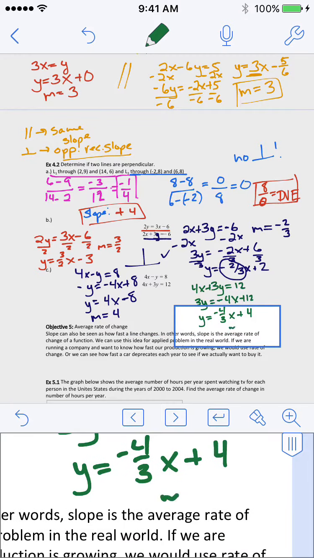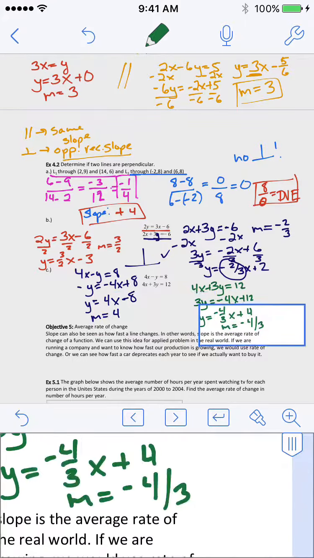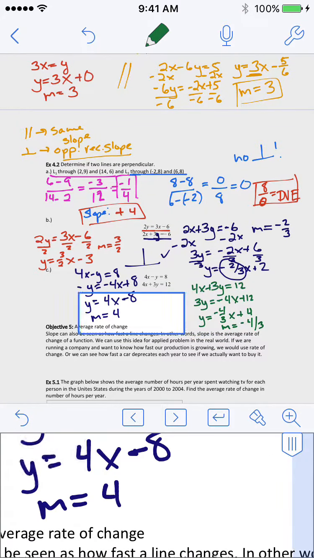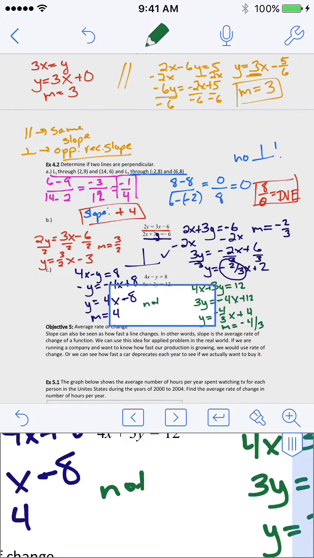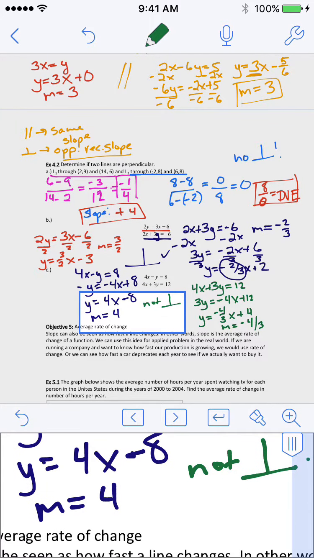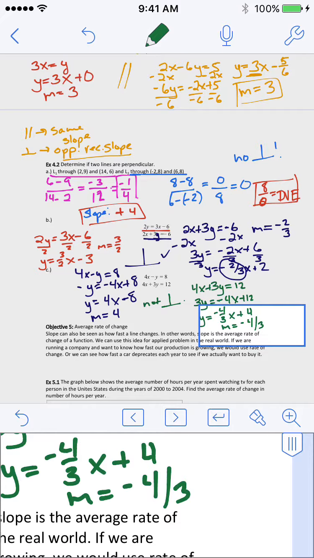And therefore my slope is going to be, oops, that's not an m, silly Miss K. M is equal to negative 4/3. Ooh, these are very, very similar. They've got 4s, they've got sign switches, but they are not perpendicular. Because one is a 4 and one is a 4/3. It's not even close.